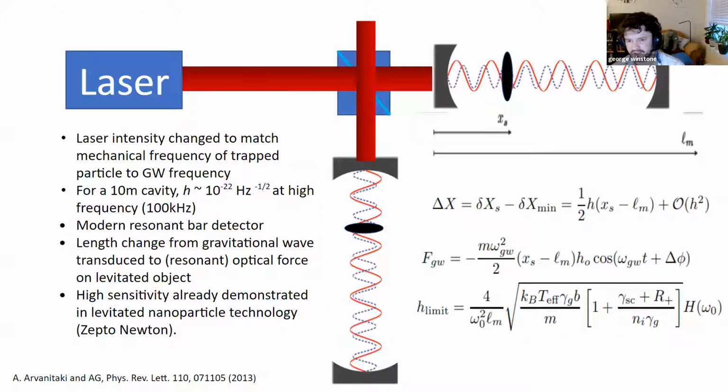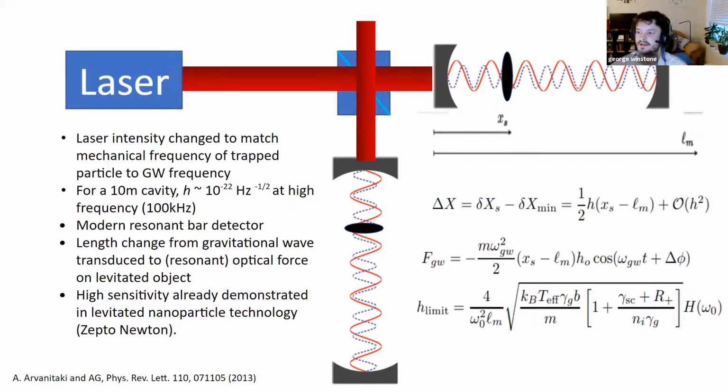The configuration of our sensor is a microscale interferometer, much like LIGO, but it's a resonant sensor at the same time. So it's rather like those very old resonant bar experiments, except that the resonant bar is levitated with the high Q factors that I mentioned before. These are our two levitated objects in two cavities.